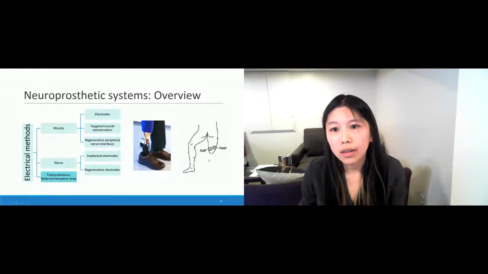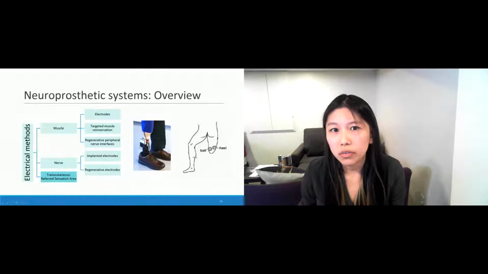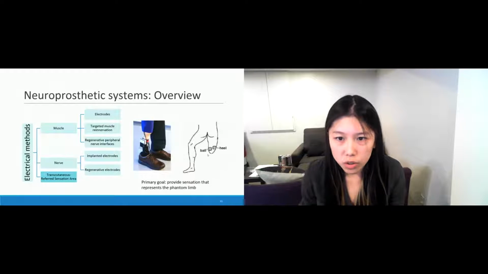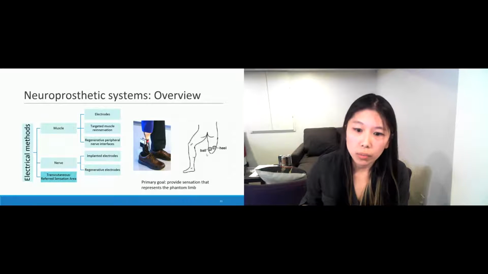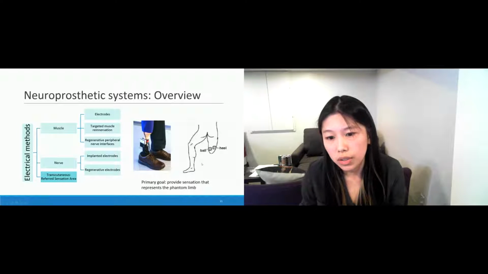While this doesn't allow us to pick up as much of a signal as it would if you were recording over a muscle or over a nerve, it allows us to deliver a stimulus directly to these areas. The primary goal here is to provide sensation that represents the phantom limb. So we're not so much picking up the signal from these referred sensation areas, but more so delivering stimulus to these areas instead.